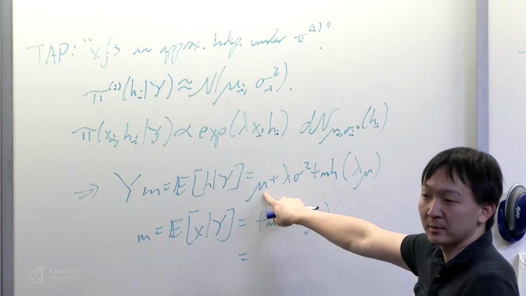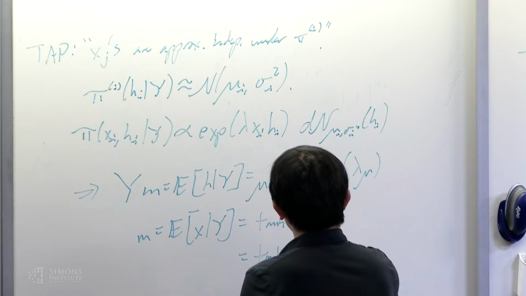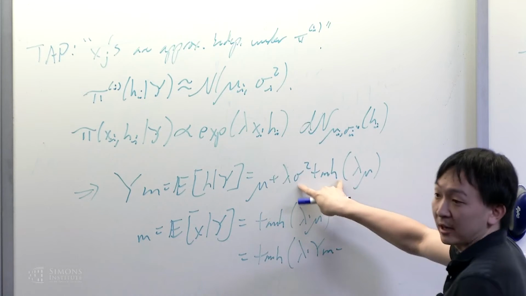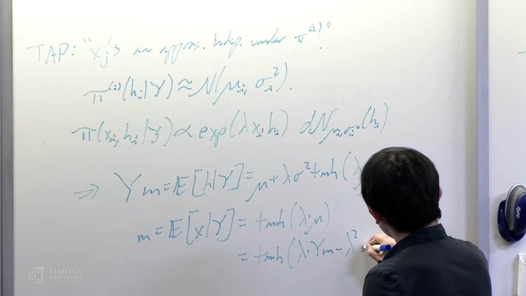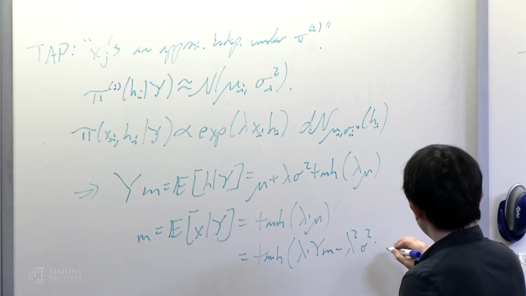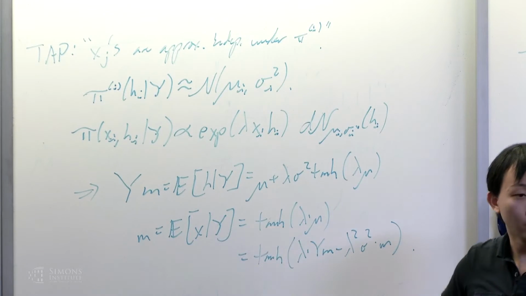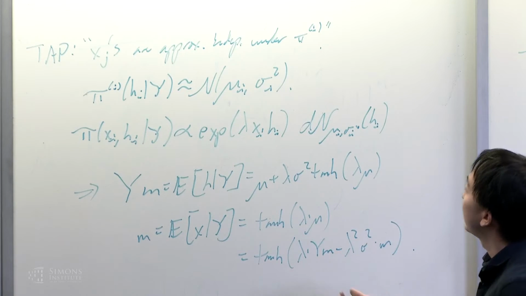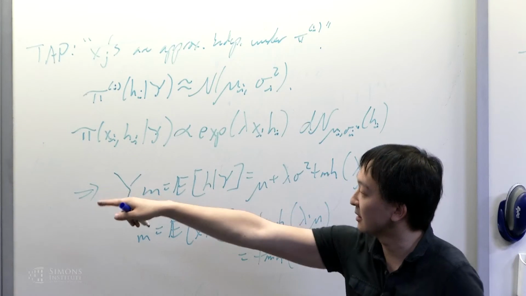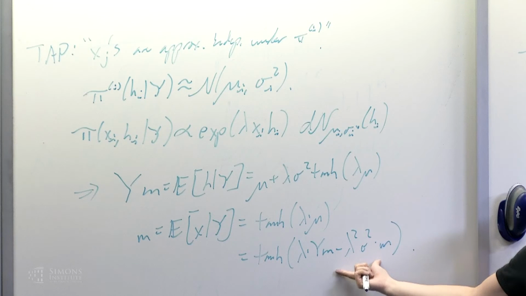And if I substitute mu from this first equation down into the second one, I get tan h of lambda ym minus this correction term here. I get minus lambda squared sigma squared, and then tan h of lambda mu is just m. So I get a fixed point equation of this form, where what we've seen is that if I try to account for the variance of this variable hi, then I need to subtract a certain correction term in the mean field equation.